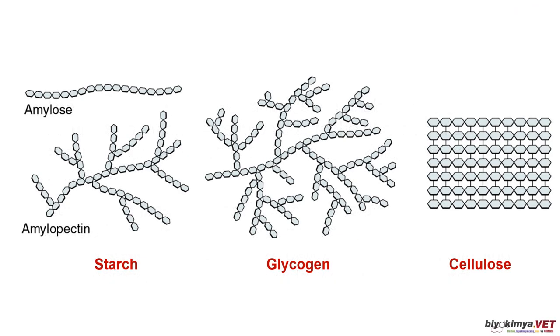And here is the difference between starch, glycogen, and cellulose. As you see, in the starch there are two forms, amylose and amylopectin, unbranched and branched forms. Glycogen is highly branched and similar to amylopectin. And the cellulose is made up of unbranched straight chains. And here they have the hydrogen bonding between the chains.